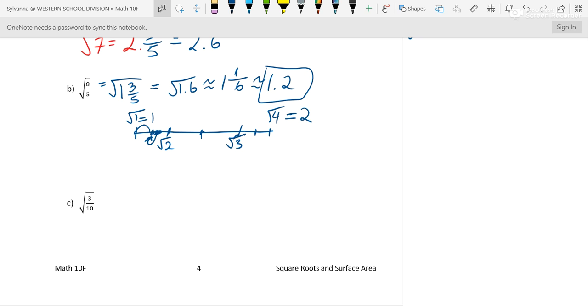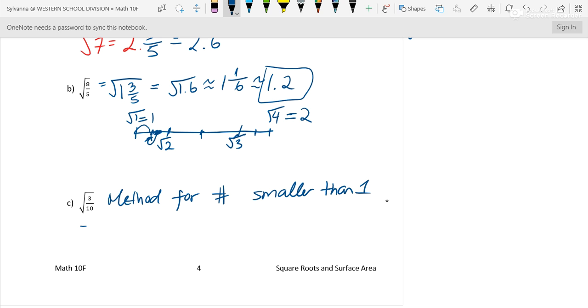Okay, this next one is a different method. You'll do this method for when the number on the inside was smaller than 1. So you're going to use this method every time your number is smaller than 1. So what we're going to do is, instead of making it into a decimal, we're going to make this into a fraction. It's already a fraction, but we can manipulate this into another fraction.